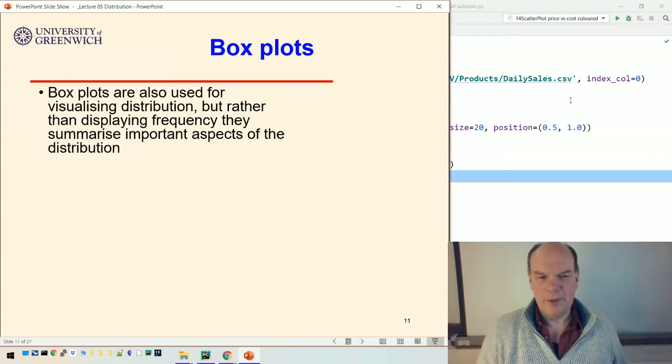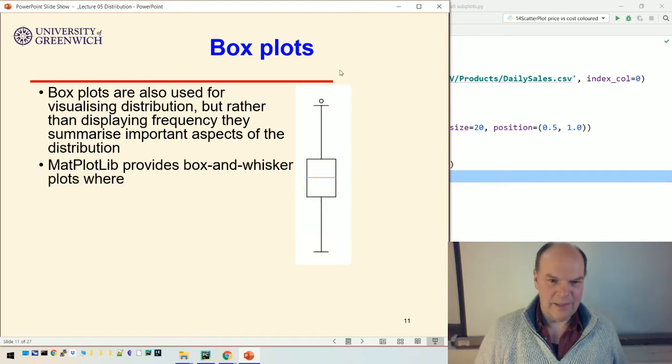Okay, so box plots are also used for visualizing distribution, but they don't display the frequency. They summarize some important aspects of the distribution. They sort of display the frequency, but not quite. Okay, so here's what a box plot looks like.